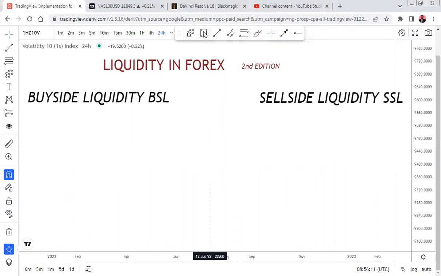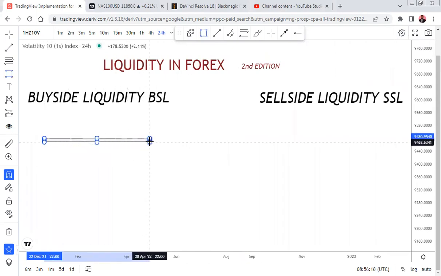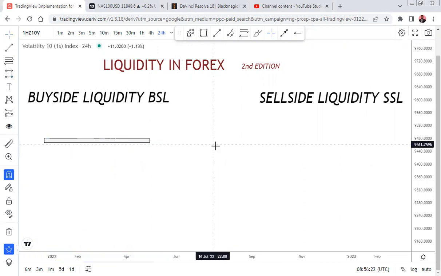Buy-side liquidity simply refers to liquidity that is built to take out previous sellers from the market. Liquidity that is built to take out previous sellers or run the stops of sellers.